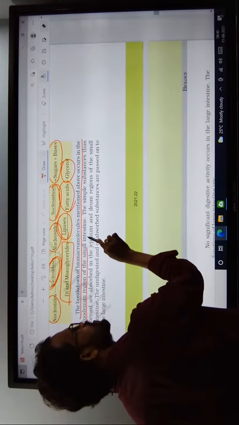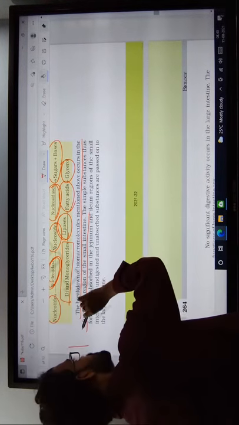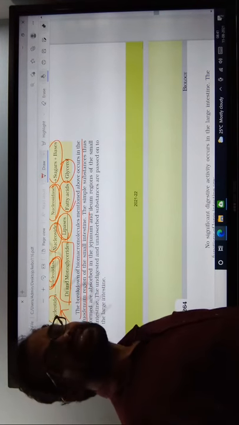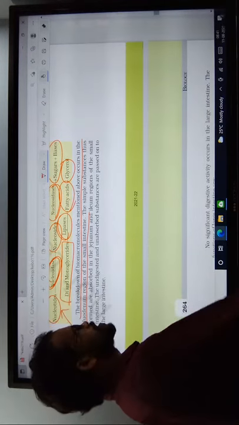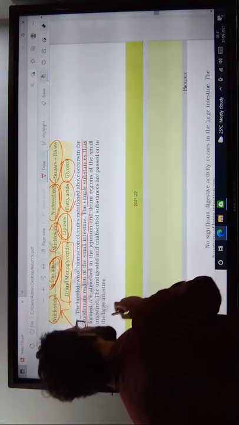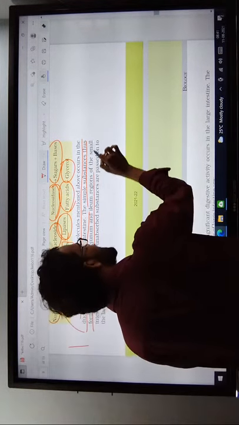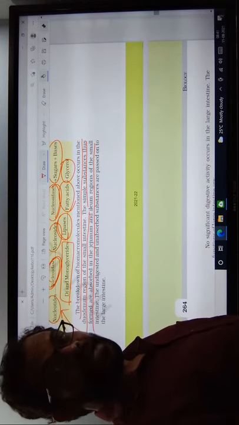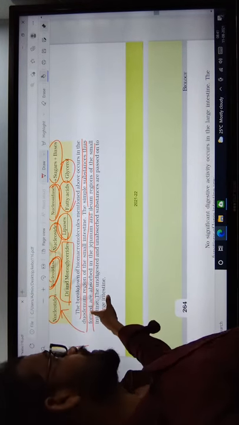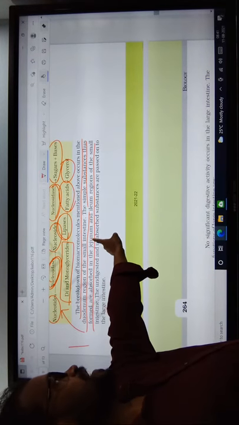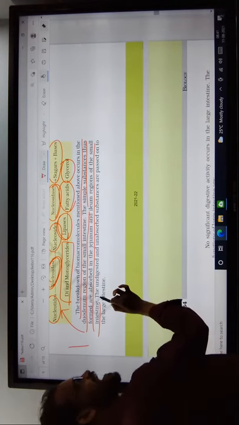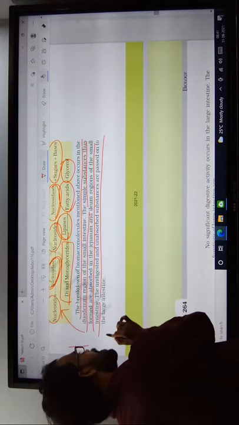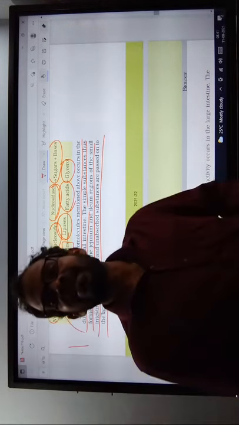the breakdown of the complex molecules in the duodenum of the small intestine. The first part of the small intestine is known as the duodenum. These simple materials are formed in the duodenum and ileum. Breakdown takes place in the duodenum, but the absorption of simple molecules takes place in the duodenum and ileum of the small intestine. The undigested, unabsorbed food passes into the large intestine.